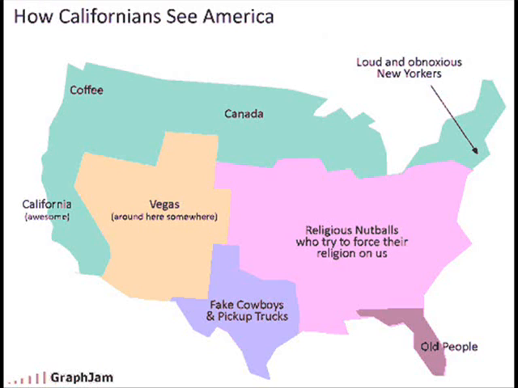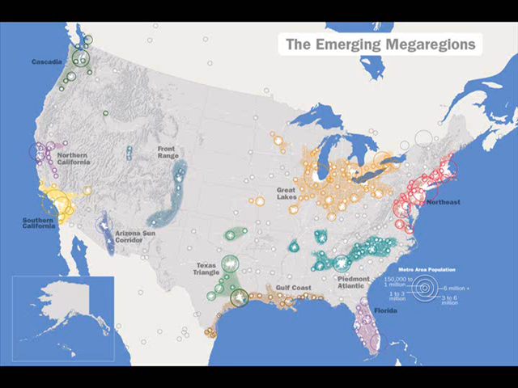This is another pre-made map that people have been passing around the internet for a while. As you can see, it's from the site GraphJam, and it's pretty funny because I'm a Californian and a few of these are accurate. Again, Texas and Florida are culturally separate.